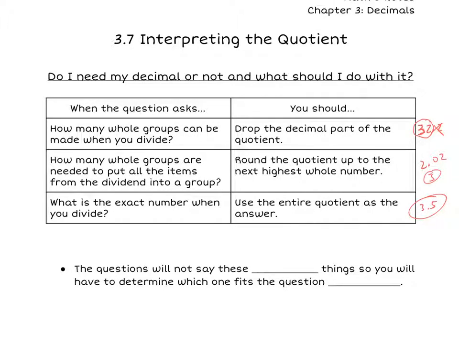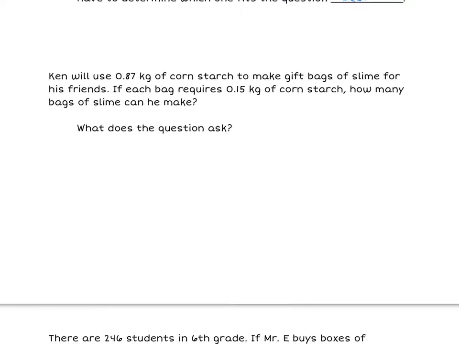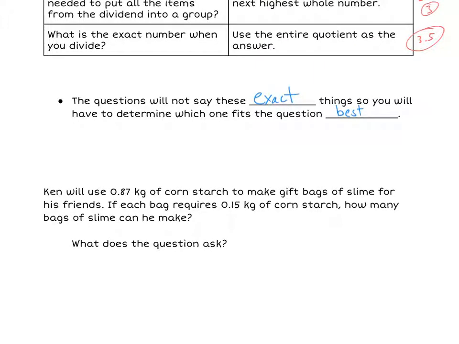Unfortunately, the question doesn't say, every time, how many whole groups can be made when you divide. It doesn't use those exact words. So the questions will not say these exact things. So you'll have to determine which fits the question best. So how do we determine? You pick the best. What fits the question best?